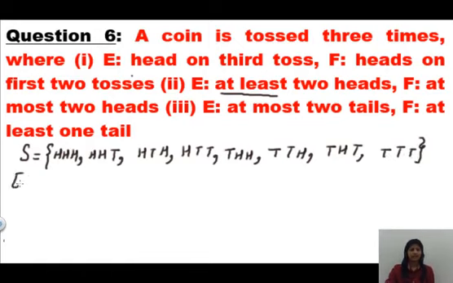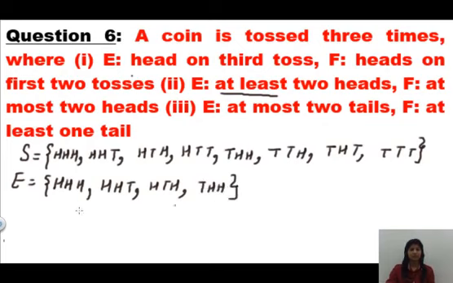Let us write event E. In event E, they are defining E as at least two heads. That means the minimum number of heads that we should have is two. So we should pick up the outcomes which have two or more than two heads. So HHH, more than two heads, HHT, two heads, HTH, two heads, THH, two heads. So these are the four outcomes.